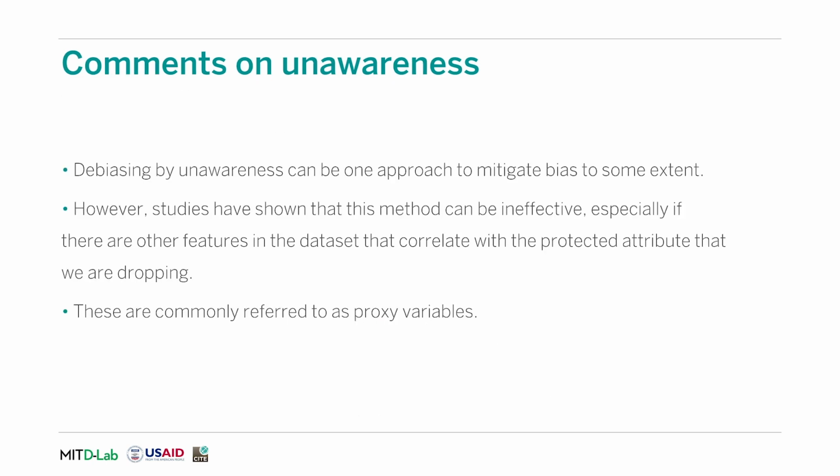Debiasing by unawareness can be one approach to mitigate gender bias to some extent, as we saw in our results. However, studies have shown that this method can be ineffective, especially if there are other features in the dataset that have some correlation with the protected attribute that we are dropping. These types of attributes are referred to as proxy variables.